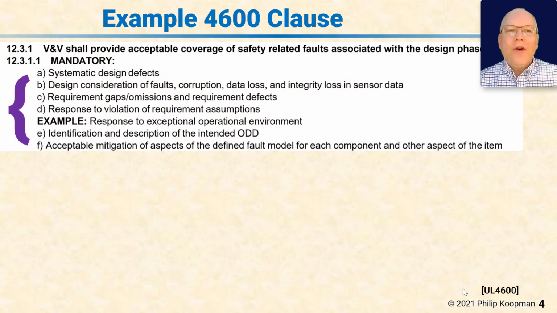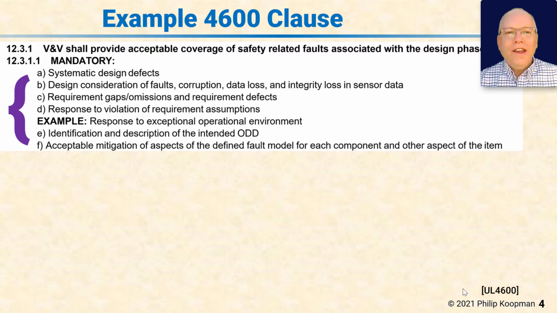Within each clause are a number of prompt elements organized by category. In this case, we're looking at the mandatory prompt elements for this clause. So every bullet item here is interpreted within the scope of the overlying clause. So that means 12.3.1.1a is for safety-related faults and for V&V related to the design phase, think about systematic design defects. It doesn't tell you what to do. It tells you your safety case has to have somehow addressed the topic of systematic design defects within that clause.